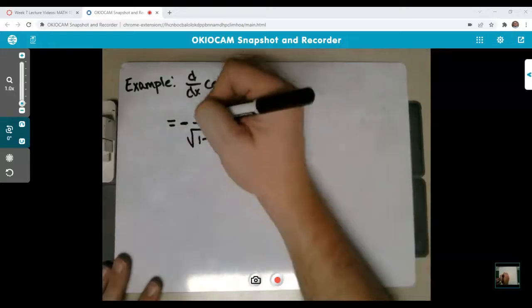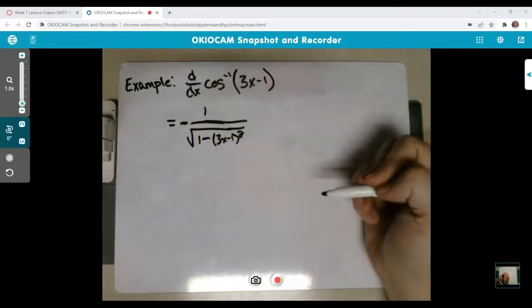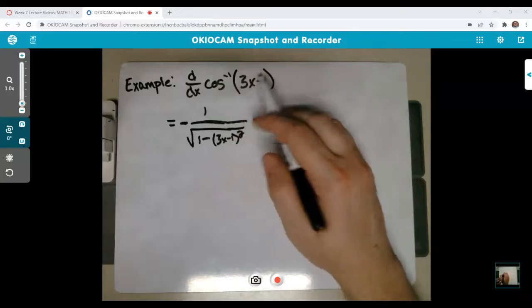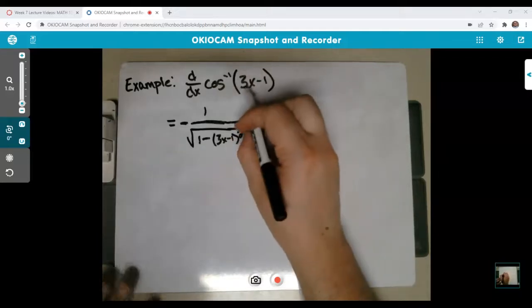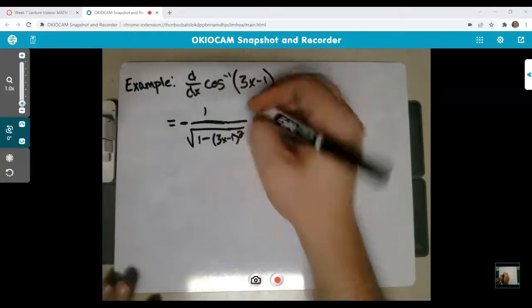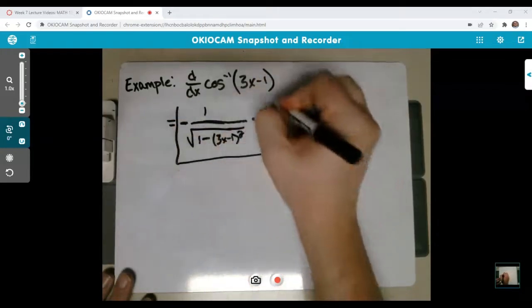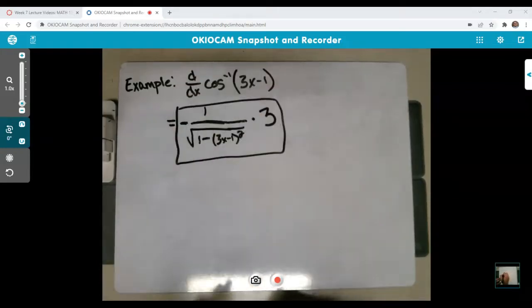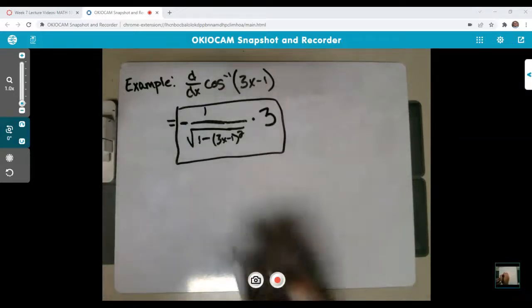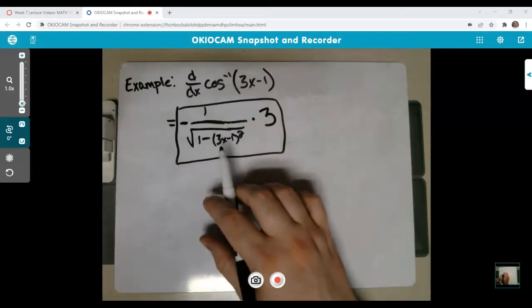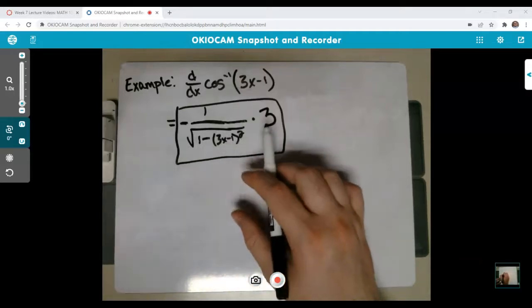But then by the chain rule, I have to multiply that by the derivative of the inside stuff. So multiply that by the derivative of 3x minus 1, which we know is 3. So that's what I get. Inverse cosine of 3x minus 1, the derivative of that is negative 1 over the square root of 1 minus the quantity 3x minus 1 squared, times 3.